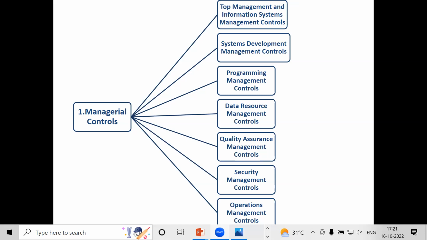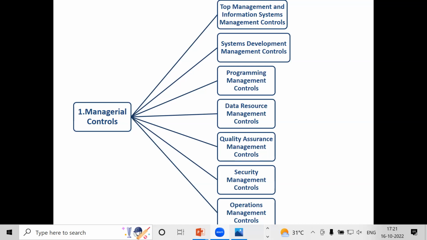Data resource management control. What is data resource? So you are entering data from one end to the application software. So in Tally, you are saying debit or credit. The debit or credit entry you are making, that is data resource. So there should be a control, voucher control should be there. Everybody cannot be given the permission to enter the vouchers. So that is data access.